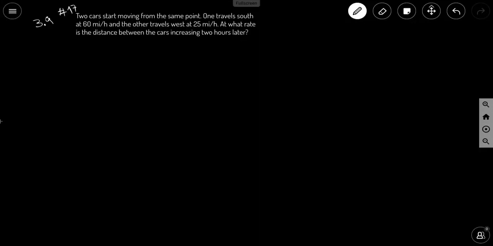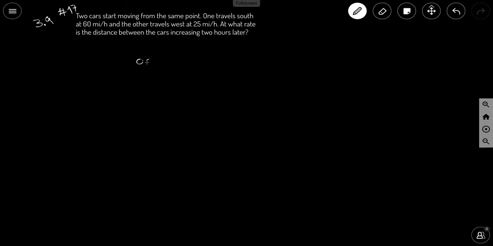Okay, so for this problem, which says two cars start moving from the same point, one travels south at 60 miles per hour and the other travels west at 25 miles per hour. At what rate is the distance between the cars increasing 2 hours later? I'll go ahead and start off by drawing a diagram.